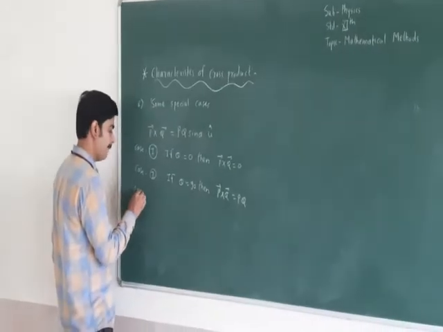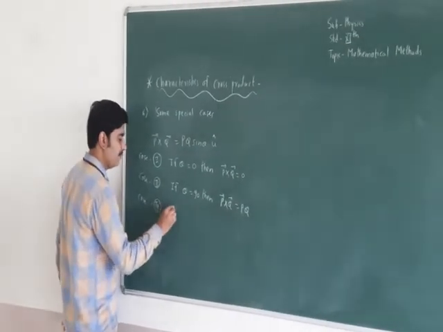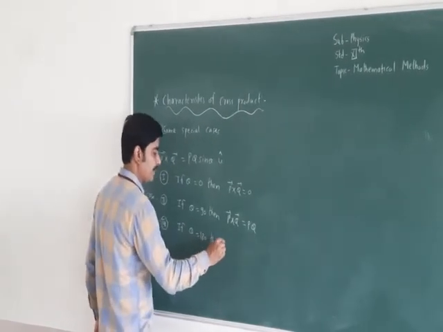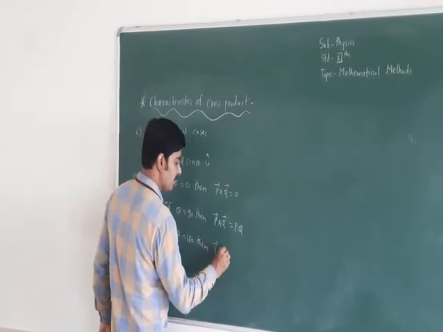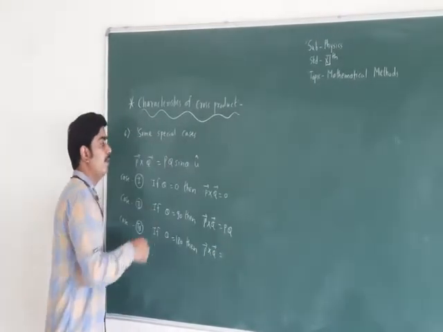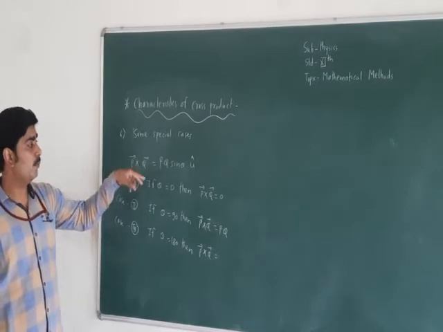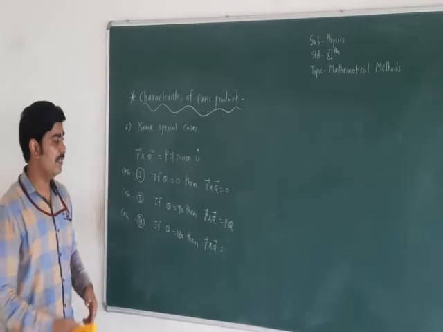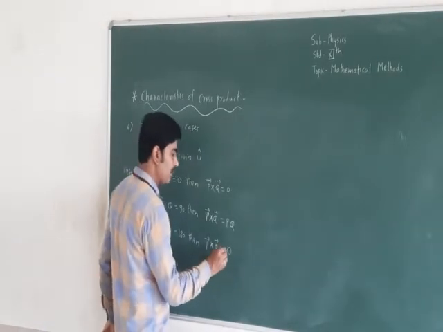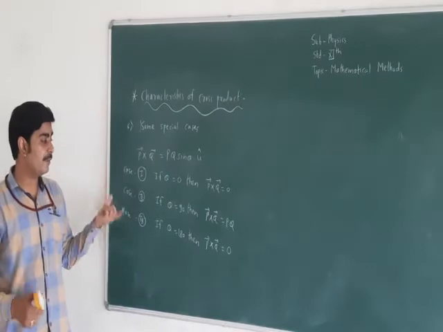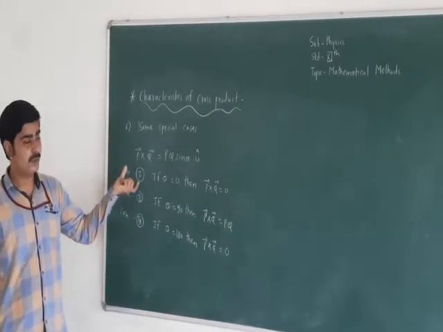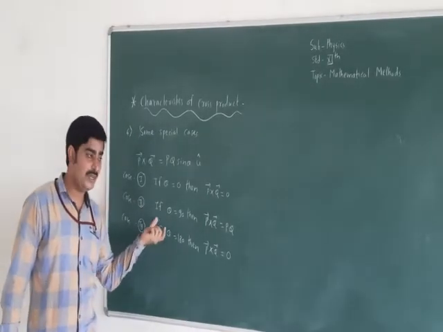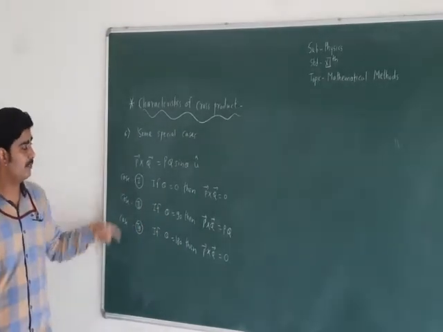Case 3. If theta is equal to 180, then vector P cross vector Q is PQ sin 180. What is the value of sin 180? Sin 180 has the value 0. So we can say that the cross product of two anti-parallel vectors is equal to 0, or if the angle between two vectors is 180 degrees, then the cross product is also 0. So these are some special cases.